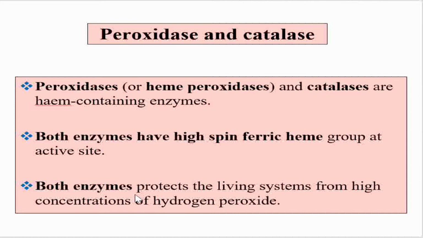Now, what is the function of these enzymes? They protect living systems from high concentrations of hydrogen peroxide. They dissociate hydrogen peroxide, which is dangerous for living systems. Both act on hydrogen peroxide, but in different ways. So we will study how they can act on hydrogen peroxide if it is present in the biological system.